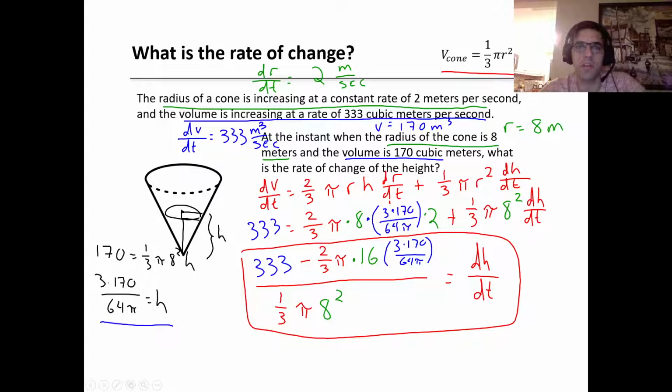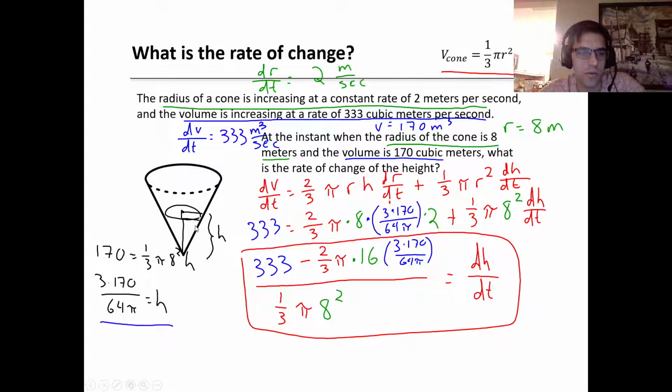But the higher we go up, the slower the water level is going to rise because the radius is getting wider. It means it takes more water to get every incremental inch. So a steady amount of water added to this cone is going to increase the height, which therefore increases the radius, at a decreasing rate. And this one's just nasty because although it's the exact same concept as before, the more complicated stuff gets put into our equations. So at the instant when the radius of the cone is 8 meters and the volume is 170 cubic meters, what is the rate of change of the height?